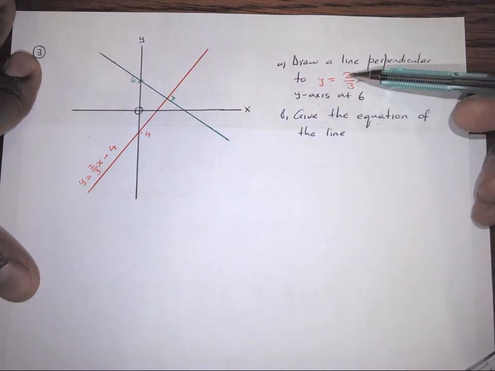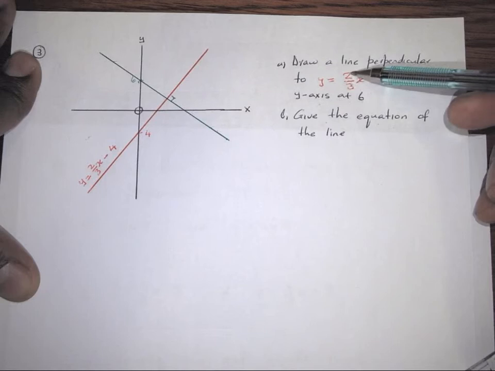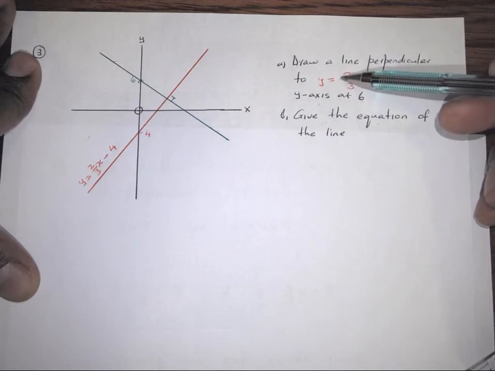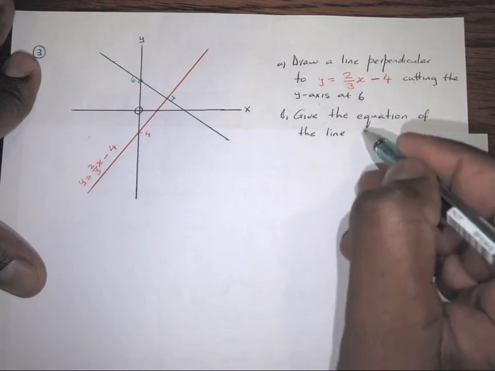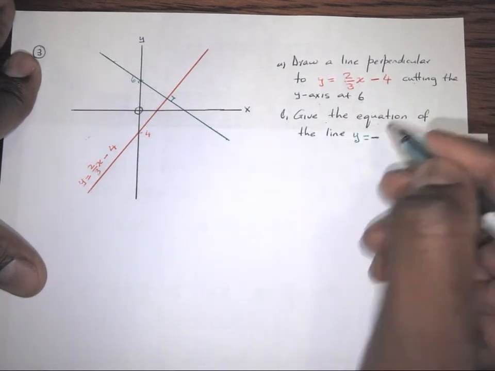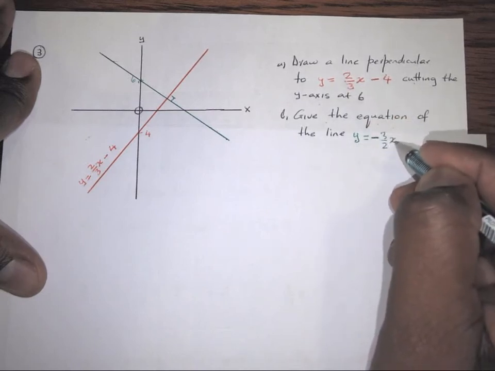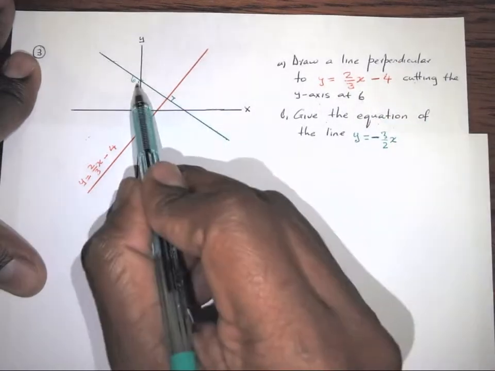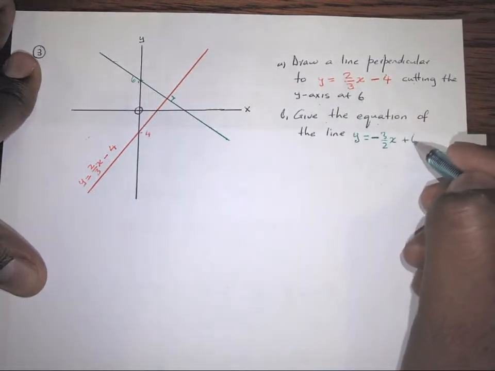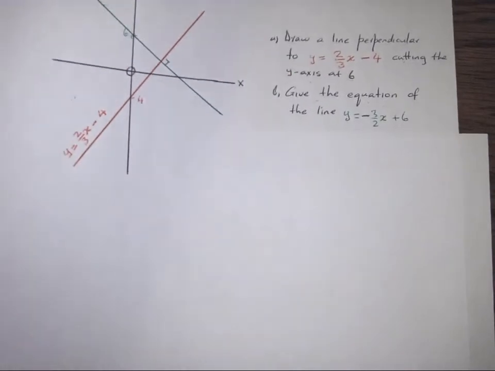Can you see the equation of the red line has got 2 over 3. So the other one, you swap those around, you change the sign in front. This is positive. So we change negative. So the equation of this line of ours will be y is equal to, change the sign now to minus, then swap those, is 3 over 2x. But now it is cutting at 6. Then we say plus 6. Easy.